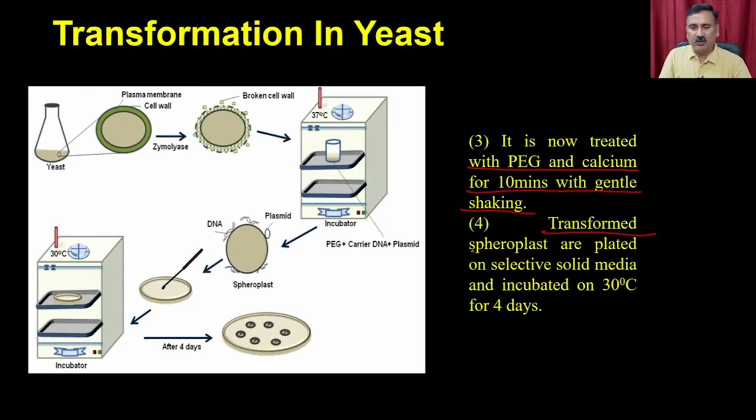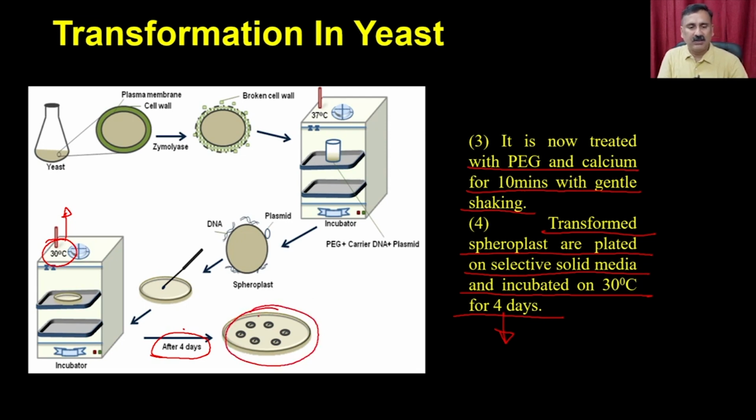The transformed spheroplasts are plated onto a selective solid media and incubated at 30 degrees Celsius for 4 days, because it takes that much time to get the transformants. Once you have got the transformed spheroplast, you plate them onto a selective media, and then you incubate that in a 30 degrees Celsius incubator. Remember that the yeast grows optimally at 30 degrees compared to 37 degrees Celsius, and you incubate that for 4 days. After 4 days, you are going to get the plate with colonies, and all these colonies are resistant to that particular antibiotic.